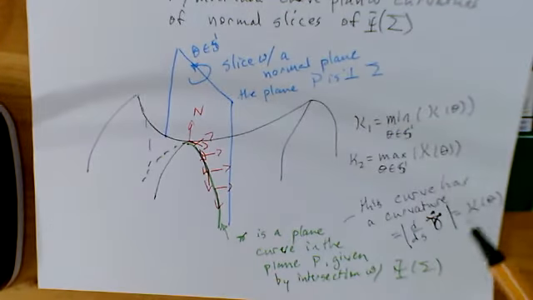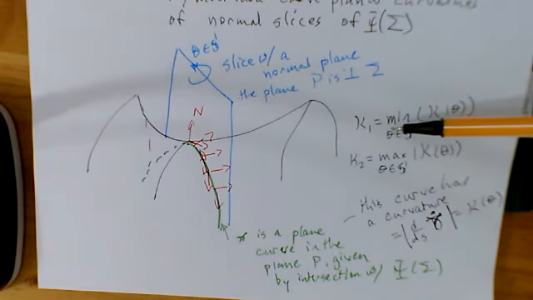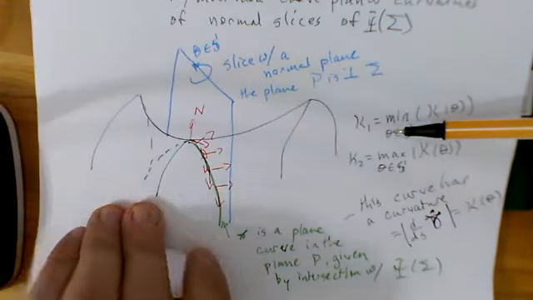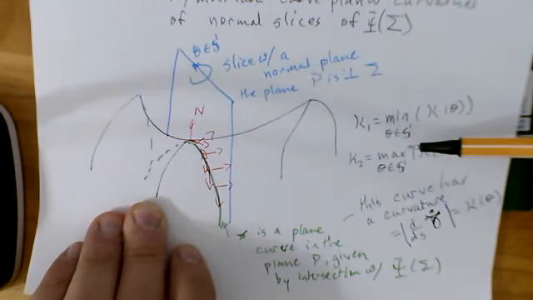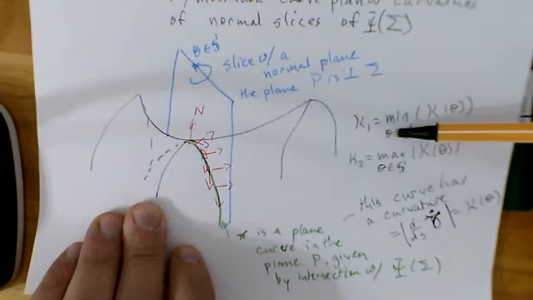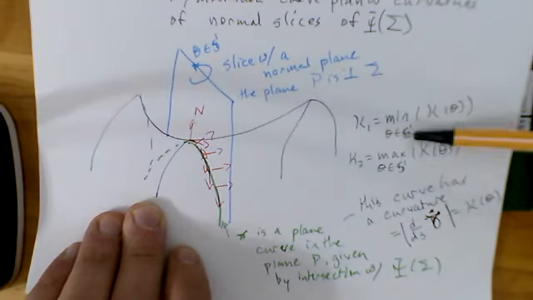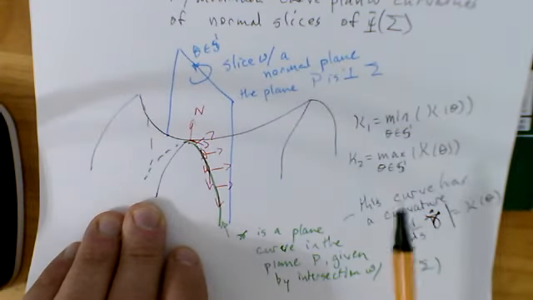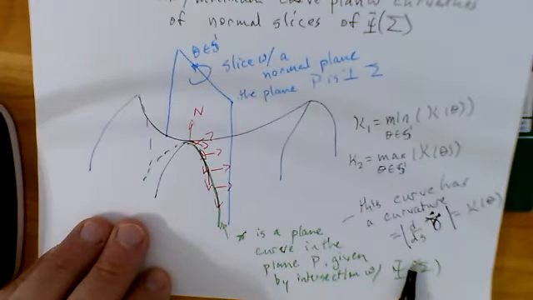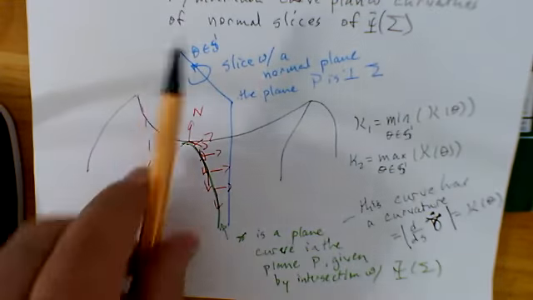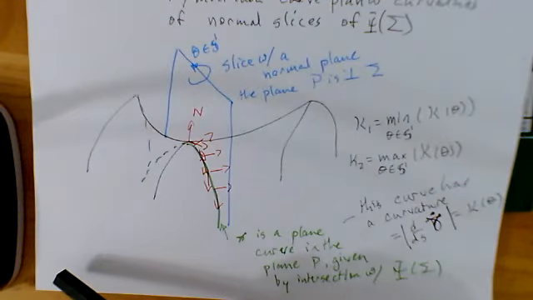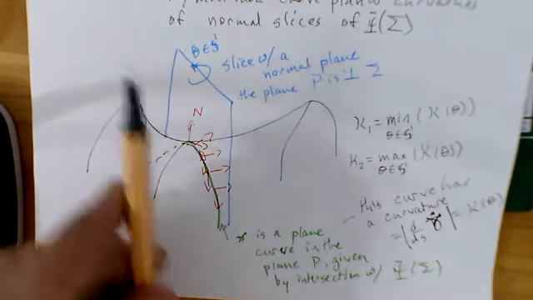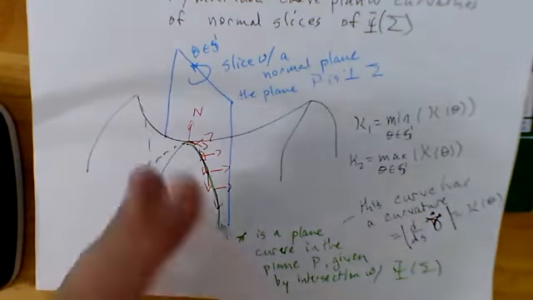And the fact that these are the same things as the eigenvalues comes from really two observations. So the first observation is that the curvature of these plane curves really measures the rate of change of the normal to the surface as you follow along these normal slices, as you follow along these sliced curves.